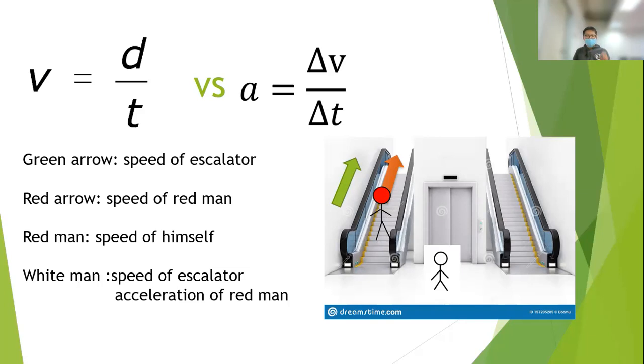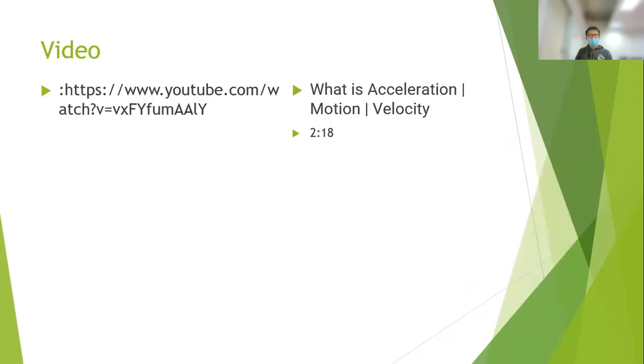So from the white man's view, we can see the green arrow is the velocity and the red arrow is the acceleration that is added in this motion. There is a video we can look at to see this more clearly. Let me share it.